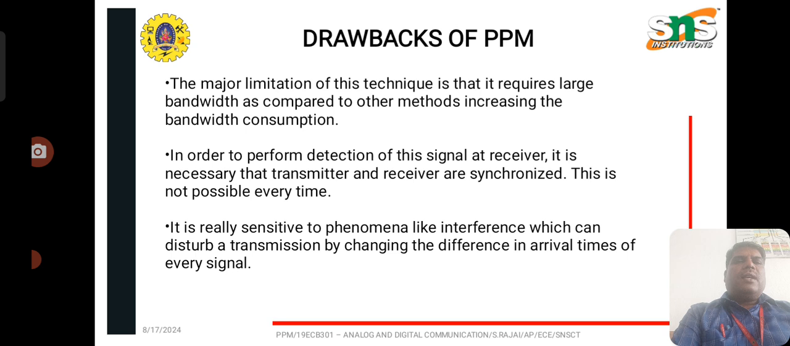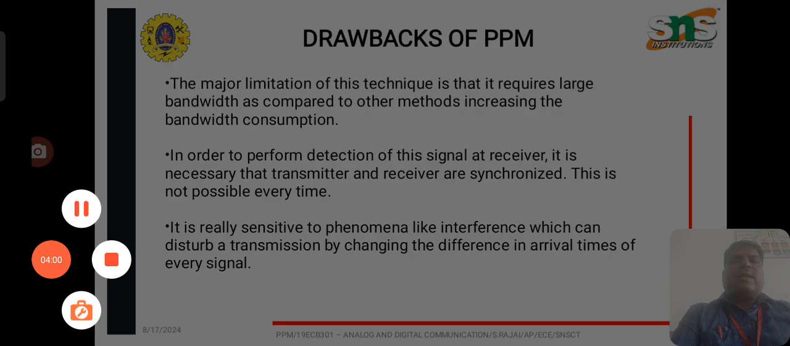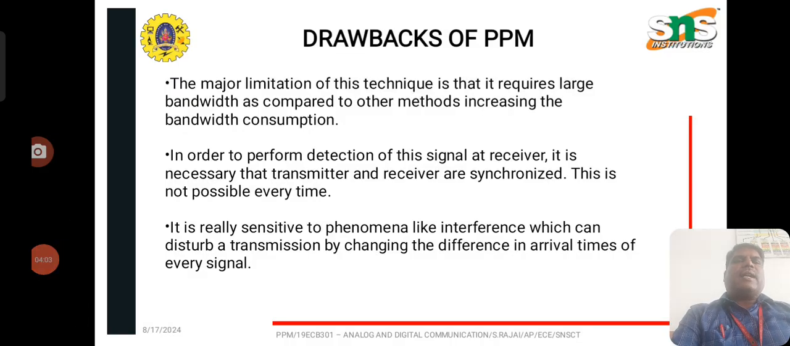Drawbacks of PPM. Even though PPM has so many advantages, now I am going to discuss the drawbacks of PPM. The major limitation of this technique is that it requires large bandwidth as compared to other methods, increasing the bandwidth consumption. In order to perform detection of the signal at the receiver, it is necessary that the transmitter and receiver are synchronized. This is not possible all the time. It is really sensitive to phenomena like interference, which can disturb a transmission by changing the difference in arrival times of every signal.